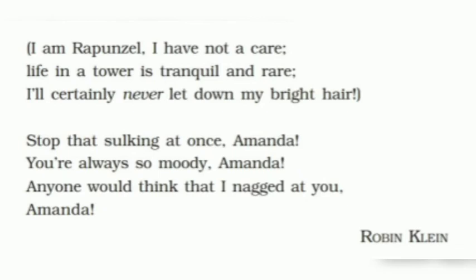So, the first poetic device is alliteration in the seventh stanza. Alliteration is there in the line, stop that sulking at once, Amanda. So, here the words stop and sulking start with the same consonant sound S. So it is an example of alliteration. Next poetic device here in the seventh stanza is repetition. Here also the same word Amanda has been repeated. So it is repetition. And here the rhyme scheme is AAHA.